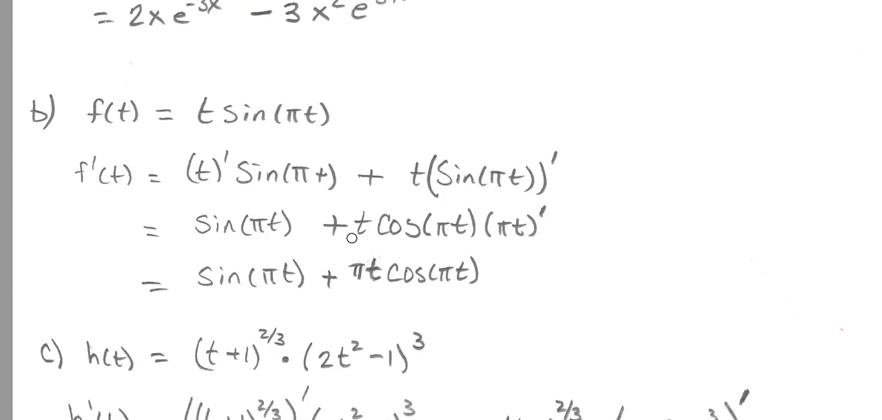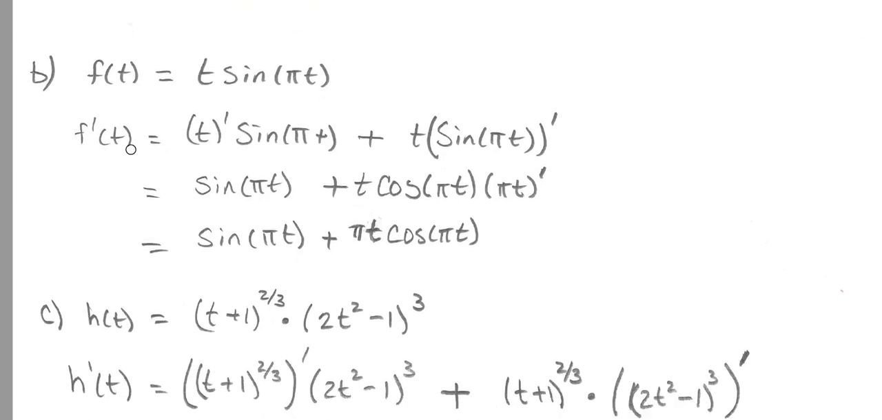Number B. F of t equals t times the sine of pi t. Once again, I have to use the product rule. I take the derivative of the first thing, I leave the second thing alone. Then plus, leave the first thing alone, and take the derivative of the second thing.